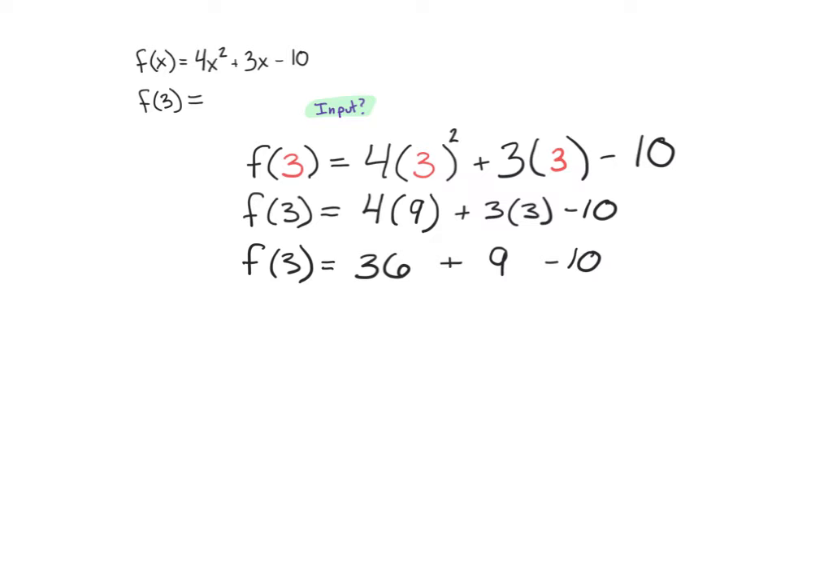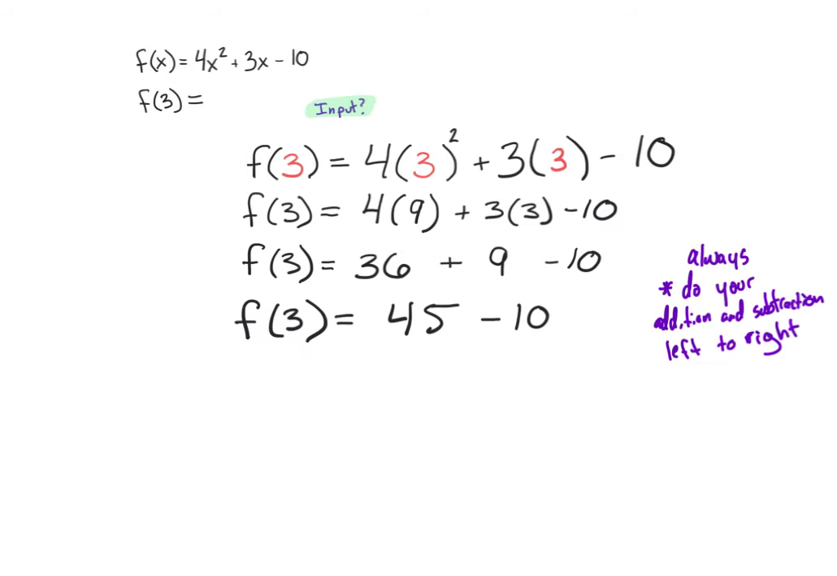Now all that's left is addition and subtraction. So 36 plus 9 is 45, and then 45 minus 10 is 35. So our final answer is that f of 3 is equal to 35.